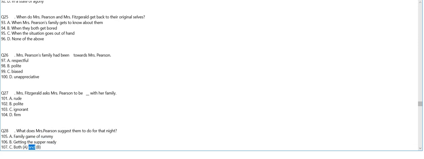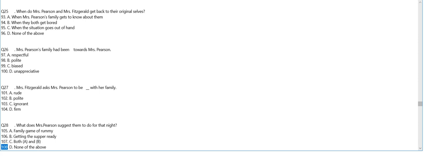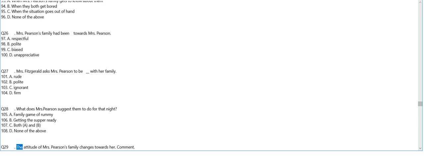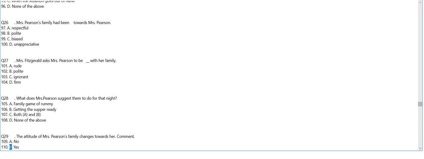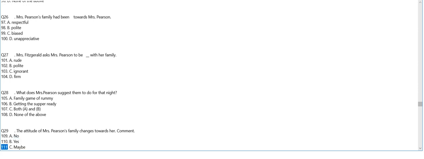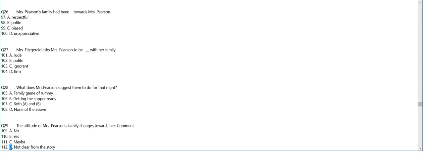Both A and B. 108D. None of the above. Q29. The attitude of Mrs. Pearson's family changes towards her. Comment. 109A. No. 110B. Yes. 111C. Maybe. 112D. Not clear from the story.